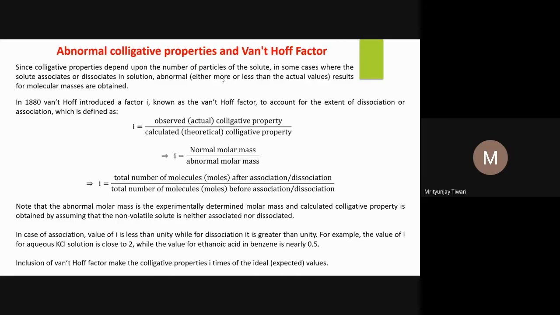Or if some of these particles aggregate and get associated, what will happen? The total number of particles will be less than the theoretically calculated number based on the moles of solute added. So in such cases, the colligative property that we obtain is different from the theoretically calculated colligative property. And if you use that colligative property, it will mislead to a wrong value of the molar mass, because you measure the colligative property and calculate the molar mass from it.